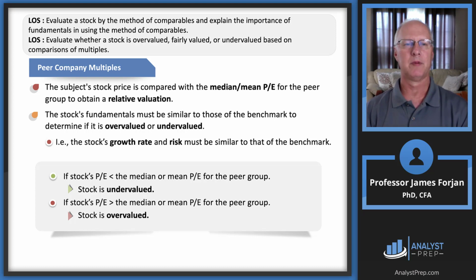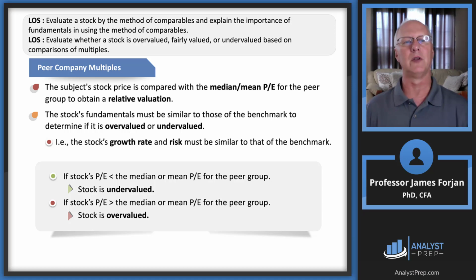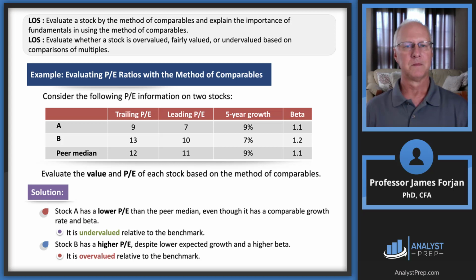All right, peer company multiples. Compare it from the median and the mean for relative valuation, and then decide whether we're undervalued or overvalued. So look at the circle points we have in that light gray box at the bottom. If the stock's PE ratio is less than the mean or the median, then it's probably undervalued. If it's greater, then it's probably overvalued. That makes perfect sense. So let's take a look at a quick example here.